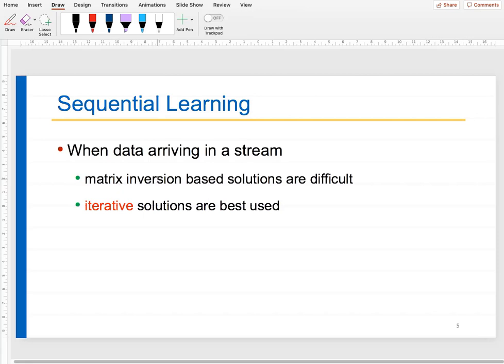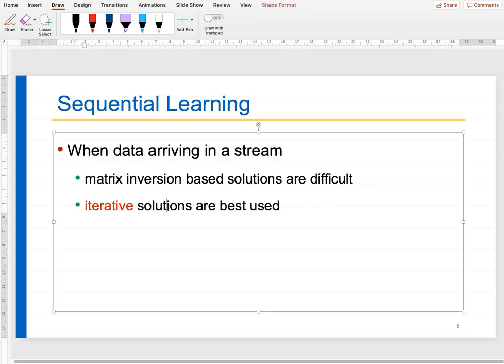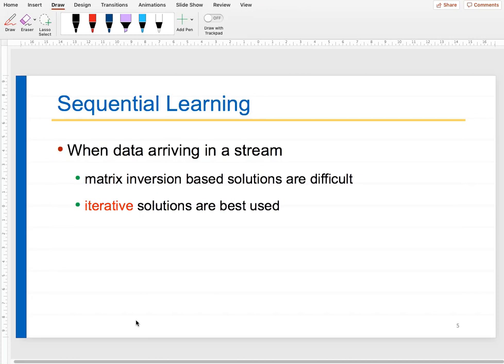If you are using previous methods, like the analytical solutions, as we discussed, it is difficult to do this sequential learning. But iterative solutions are possible, right? You can just get the new data, compute the gradients, and then use those gradients to update your weights, throw the data away, get new data. In this way, you can learn sequentially.